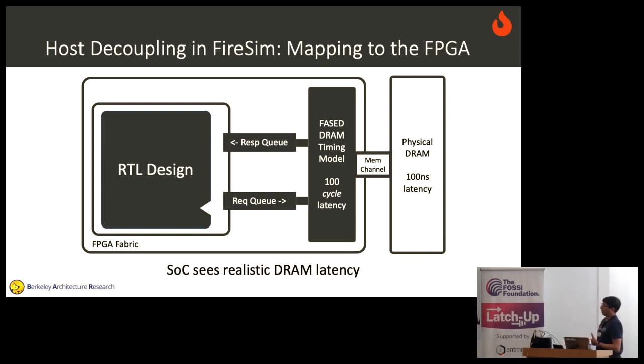So now if we run software on this RTL design, or just have some accelerator or something in this RTL design, it's going to see realistic DRAM latency, right? The requests coming out of this RTL design go through this queue and hit the timing model before they actually hit the physical DRAM attached to the FPGA. So the physical DRAM is still going to provide capacity, right? We need somewhere to store the data, but performance gets modeled by this timing model sitting on the FPGA.